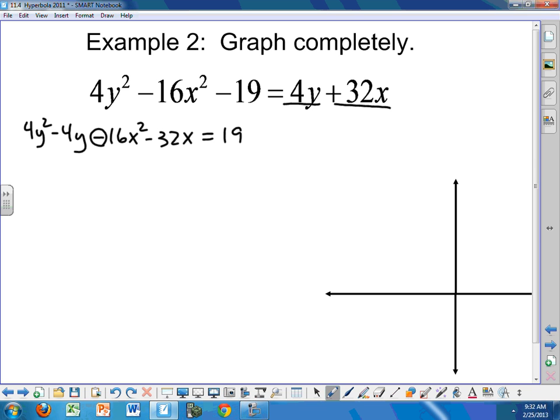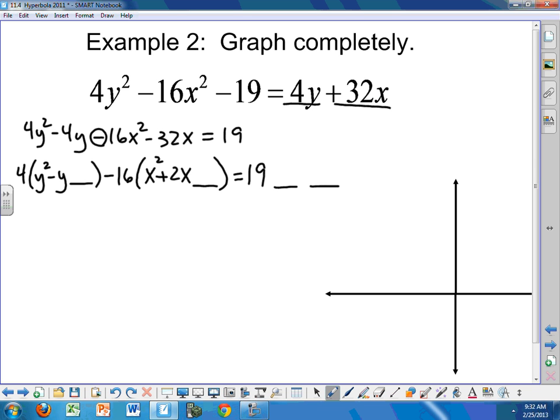First of all, we're going to factor the 4 out so that we have a coefficient of 1 on our y squared. That's minus y. We'll leave a blank here. Then in the second part, we're going to take out 16, but we're also going to take a negative out of that. So 16 is coming out, and look what shows up on the inside. It's x squared plus 2x. That was tricky. And that equals 19, and I will leave 2 blanks over here to help us out with that completing of the square. Moving down to the next step, this is y something squared minus 16, and this is x something squared.